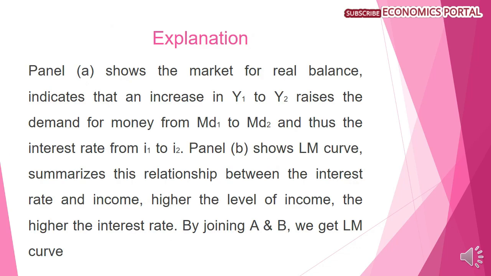This is the explanation of the previous graph, in which panel A shows the market for real balances, indicates that an increase in Y1 to Y2 raises the demand for money from D1 to D2, and thus the interest rate from I1 to I2. The panel B shows the LM curve, which shows the relationship between interest rate and the level of income, which has a positive relationship with each other.